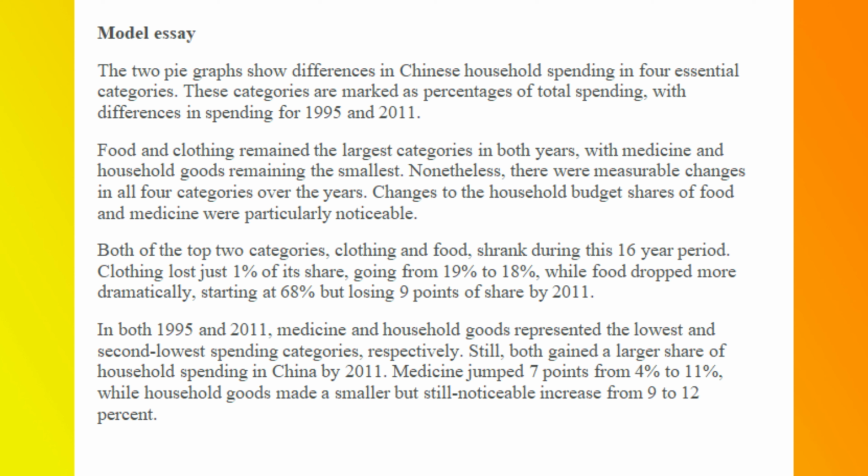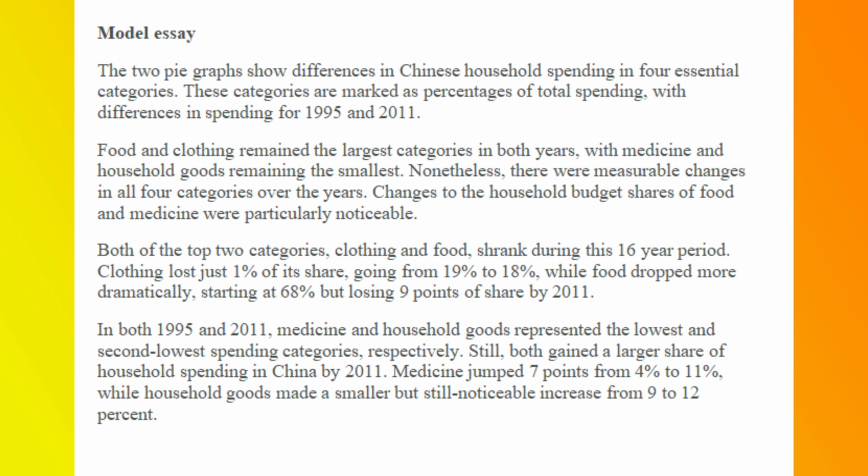Clothing lost just 1% of its share, going from 19% to 18%, while food dropped more dramatically, starting at 68%, but losing 9 points of share by 2011. In both 1995 and 2011, medicine and household goods represented the lowest and second lowest spending categories, respectively. Still, both gained a larger share of household spending in China by 2011.